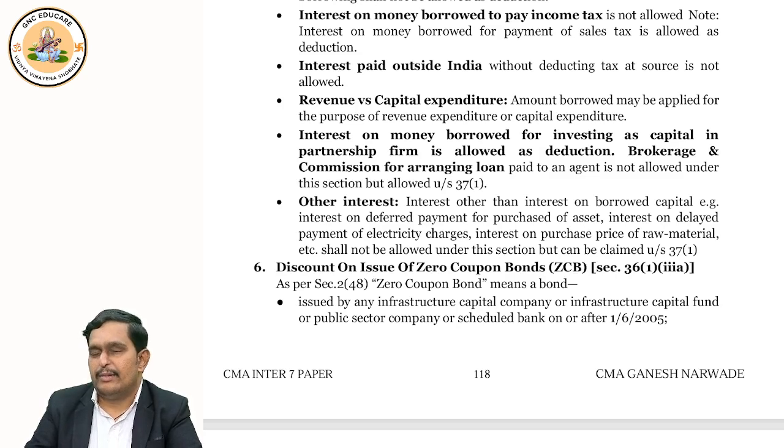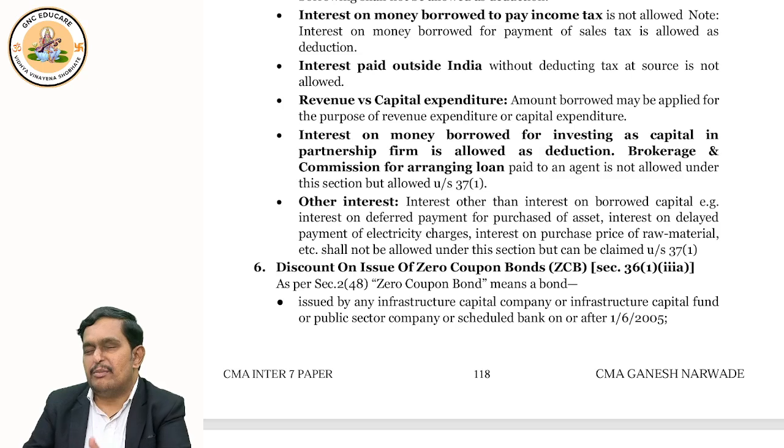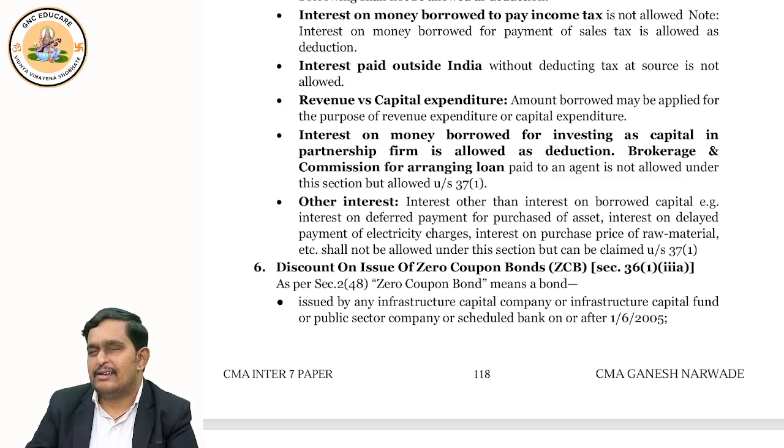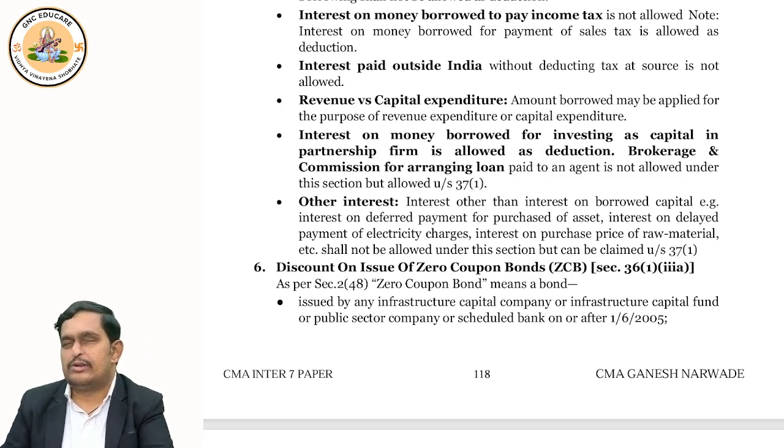Okay. Similarly, brokerage and commission are not allowed as deduction under section 36. These are not allowed as deduction under section 36. But these are allowed as deduction: the brokerage, the commission to take the loan.